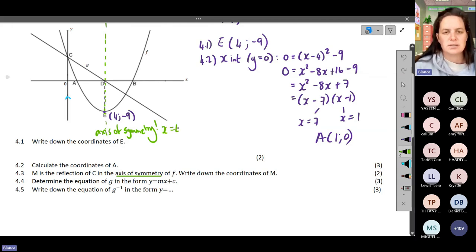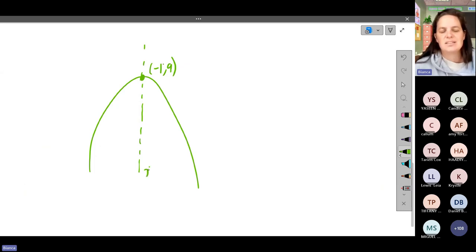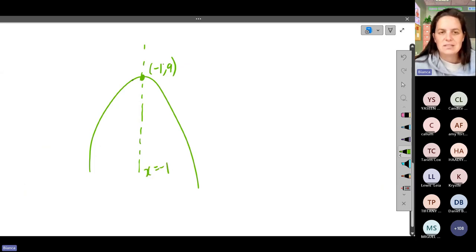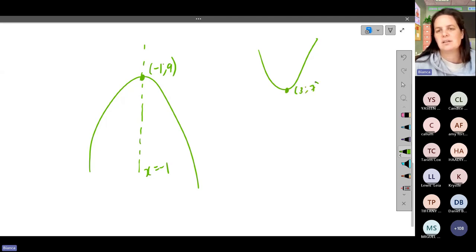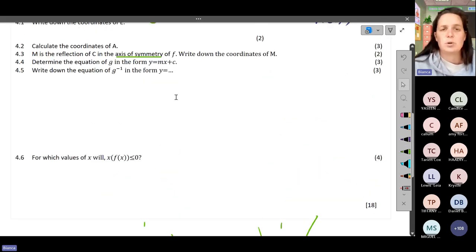That's not what the question is asking. This is us just discussing it. So if I ask you here, what is the equation of this axis of symmetry? It's x equals -1. So the axis of symmetry is always whatever the x value is of the turning point. So if you had a happy parabola, let's say the turning point is 3 and 7, the axis of symmetry would be x equals 3. That's the turning point, 3 and 7, but this is the axis of symmetry. Keep that in mind. But that's not what the question is.